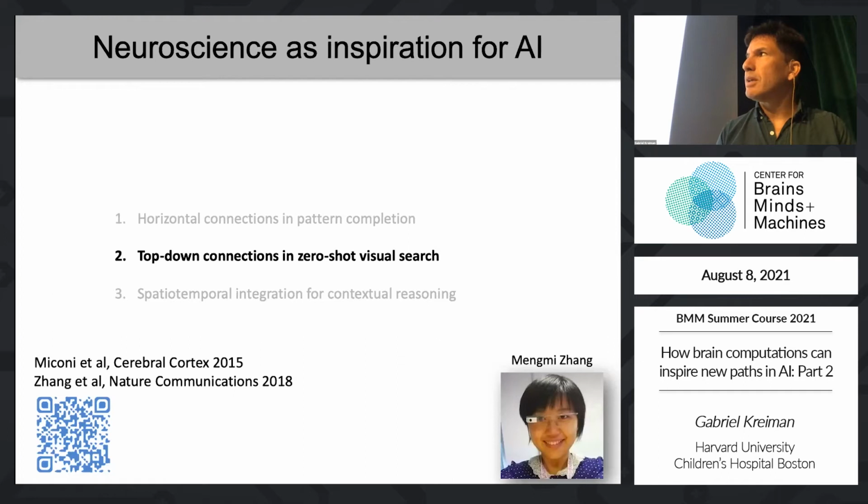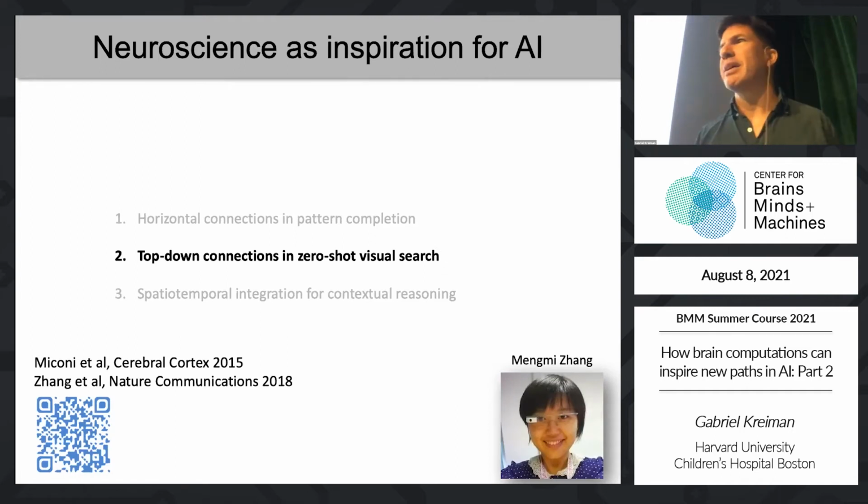I really want to go to the third part, which is more speculative. So maybe what to do? Let me skip this work. Mengmi is around if you are interested in zero-shot visual search and eye movements. She has a beautiful model predicting how people move their eyes during visual search. So you'll see me now flashing lots of slides.